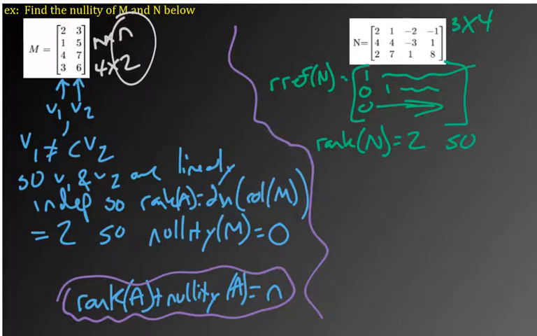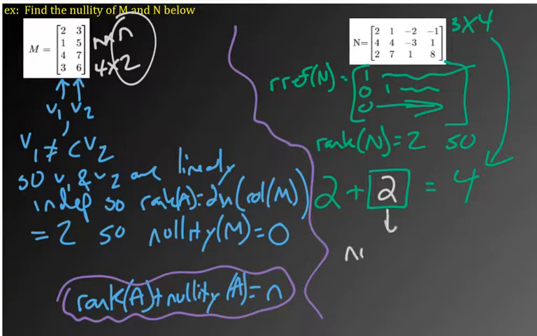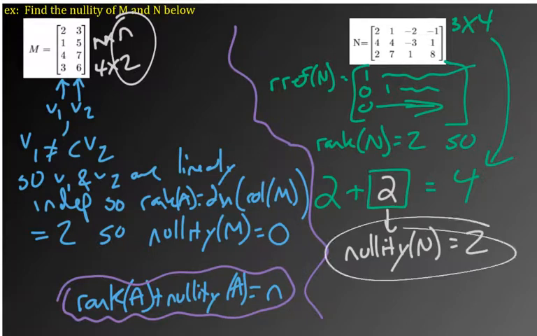So we know that 2 plus something equals 4, because that 4 right there, in M by N, is always that last number. Brilliant math equation here. This has to be 2, and this has to be the nullity. So the nullity of N would have to be 2 on that one. All right, so that's the day-to-day stuff you do with the rank theorem.